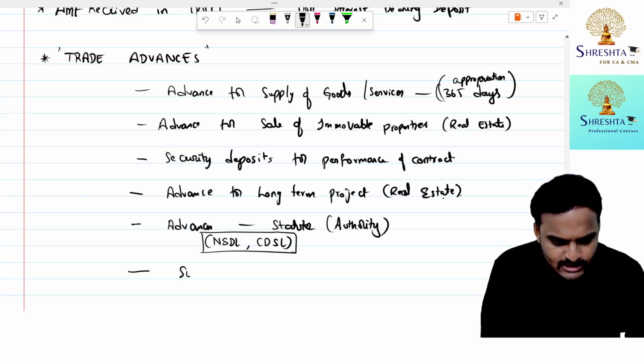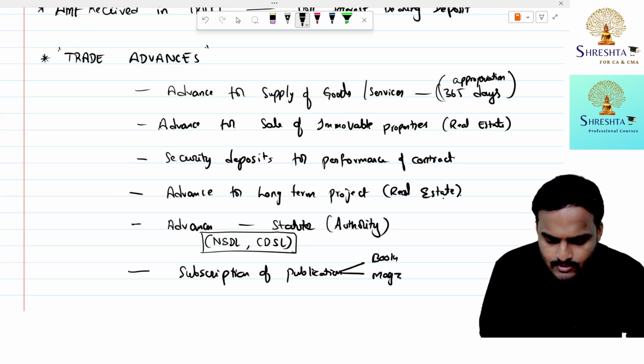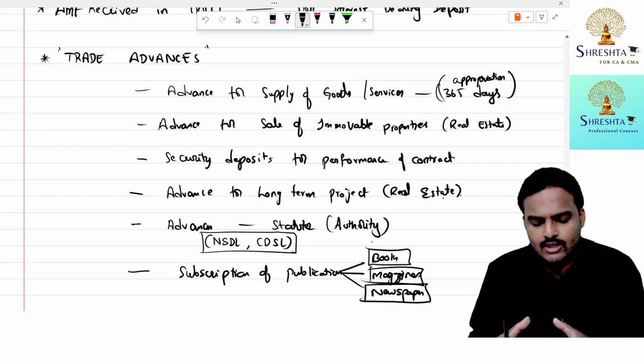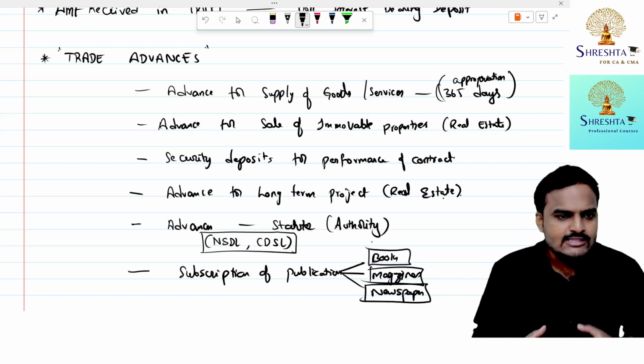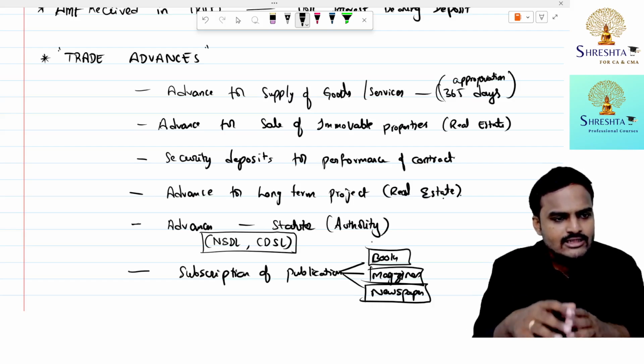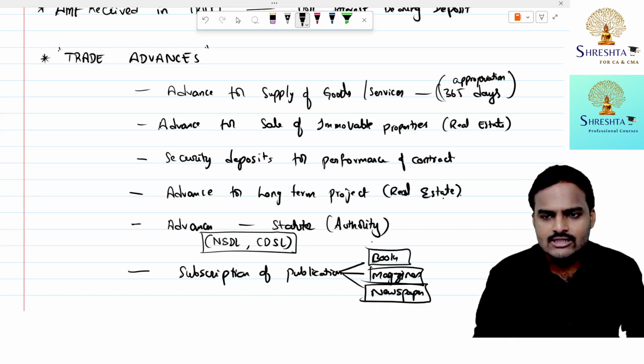Next one, subscriptions for publication of books, magazines, or newspapers. You all know, we deposit some money for subscribing to some magazines for 2 years, 3 years, newspapers for 1 year, 2 years. Now the company receiving these kinds of advances, they are not treated as deposits. They are just trade advances.